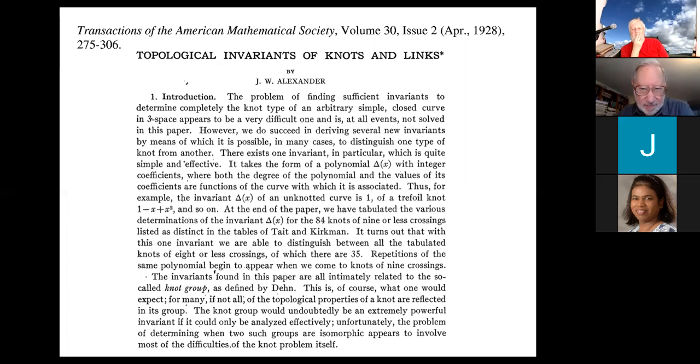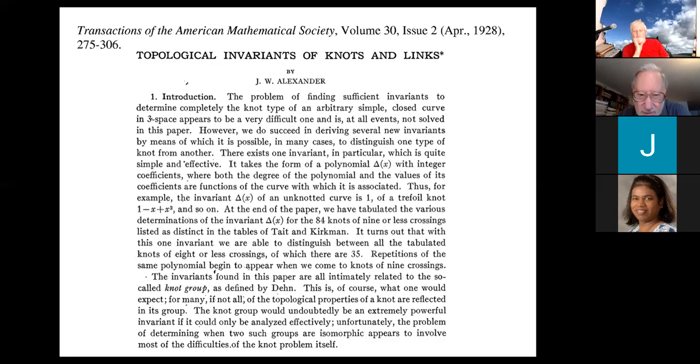He says it appears to be difficult to find invariants. And on the other hand, he succeeds in finding some. And he says there exists one invariant in particular. It's quite simple and effective, in the form of a polynomial delta of x. And at the end of the paper, he's tabulated it from those tables of Tait and Kirkman.